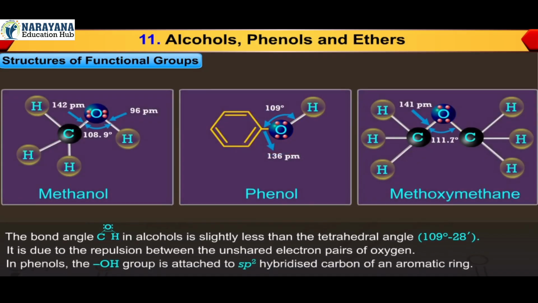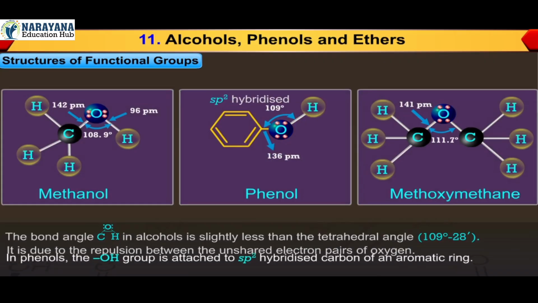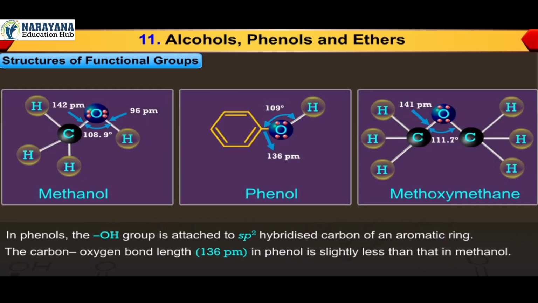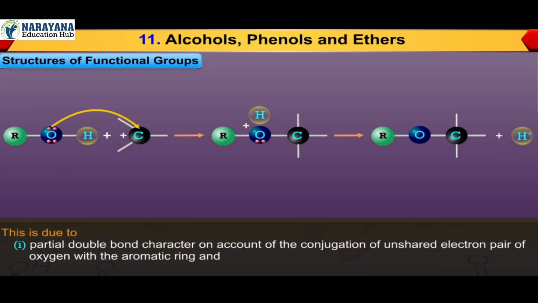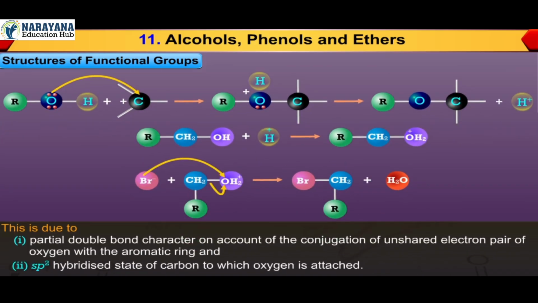In phenols, the -OH group is attached to an sp2 hybridized carbon of an aromatic ring. The carbon-oxygen bond length, that is 136 pm, in phenol is slightly less than that in methanol. This is due to: 1. Partial double bond character on account of the conjugation of the unshared electron pair of oxygen with the aromatic ring, and 2. The sp2 hybridized state of carbon to which oxygen is attached.